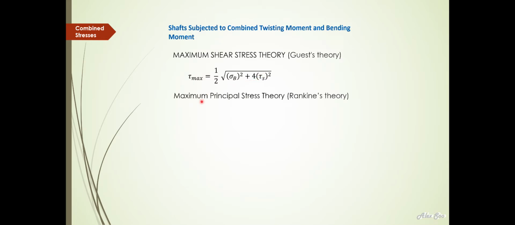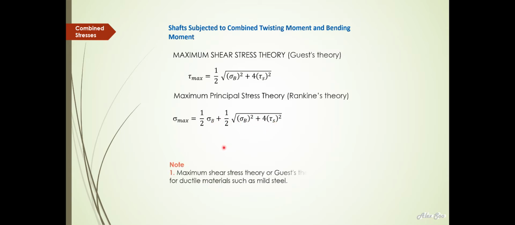Then we have maximum principal stress theory or Rankine's theory. And this is the formula that we use: bending stress and shear stress. So this is the maximum normal stress or the maximum principal stress for the design of the shaft when it is subjected to both bending and shearing.